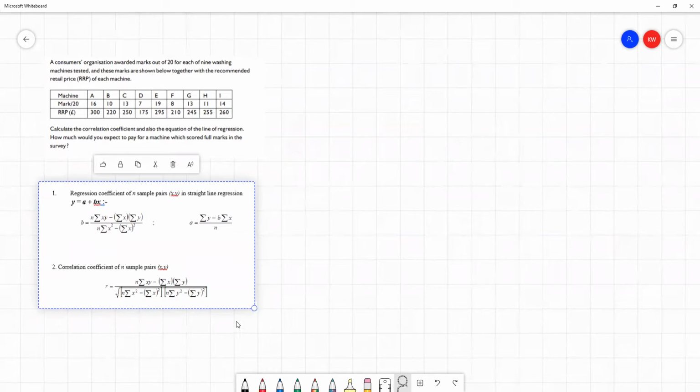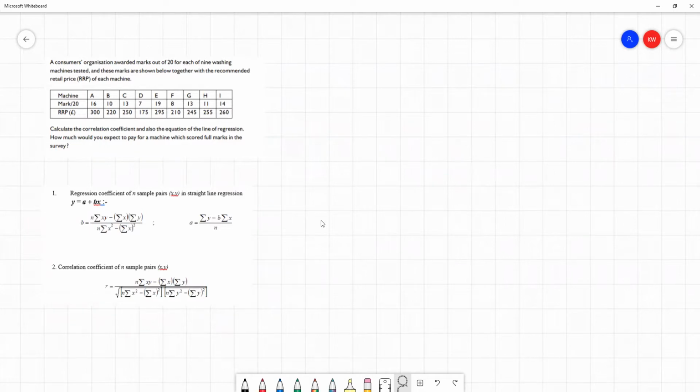So we've got two formulas. We need to find values B and A, which are going to give us the line of linear regression. And we've also got a formula for finding R. And as ever, we need to have various sums calculated. So all the x's added together, that's the mark out of 20, all the y's added together, that's RRP. And then x times y, x squared and y squared are the things we need.